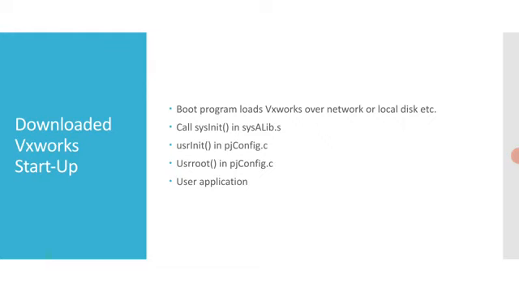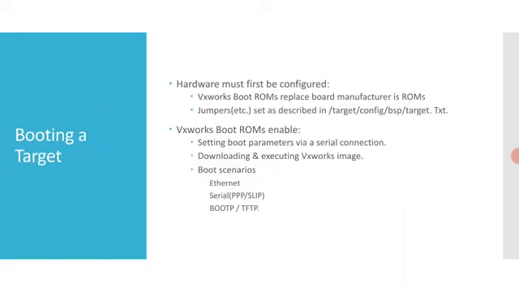So for booting, the target hardware must be configured first, and VxWorks boot ROMs replace the board manufacturer's ROMs. Jumpers etc. are set as described in target/config/bsp/target.txt. VxWorks boot ROMs enable setting boot parameters via serial connection, downloading and executing VxWorks. The booting sequence will be through Ethernet or serial, that is PPP or SLIP, boot TP or TFTP.